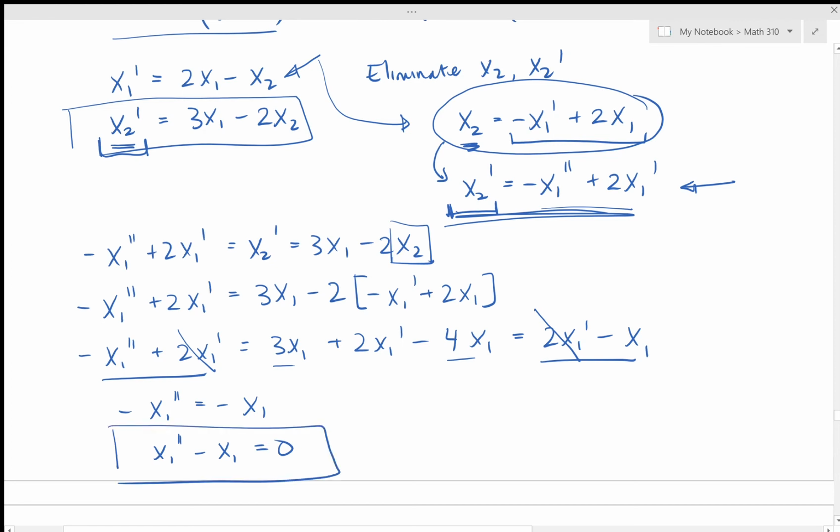I have now converted the system of two first order ODEs into a single second order ODE. Make sure you can go both ways.